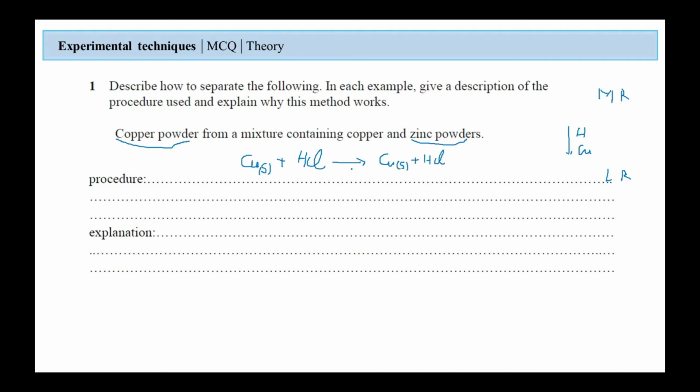Nothing will be happening. But for zinc, in the reactivity series, we will find that zinc, Zn, is more reactive than copper. The zinc powder will react with hydrochloric acid. The zinc powder, which is a solid, plus HCl will react to give ZnCl2.